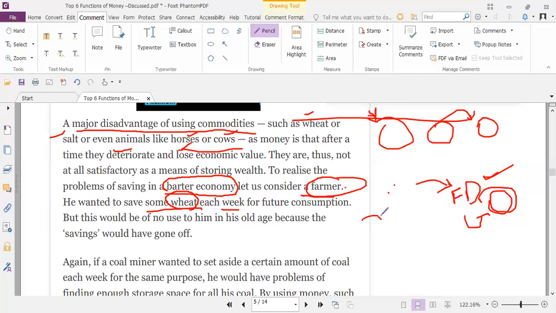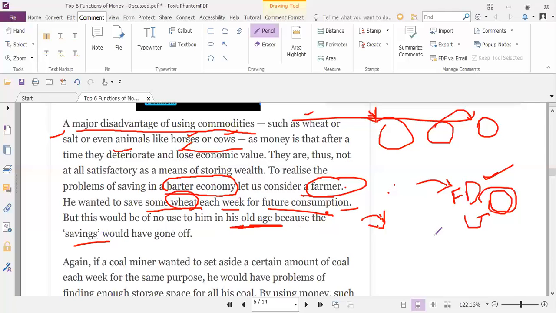Each week he tries to save for his future consumption, but this would be of no use to him in his old age because the savings would have gone off. This consumption is not for a long time. The savings of wheat each week for future consumption will not last till he becomes old. It will deteriorate and lose its economic value.